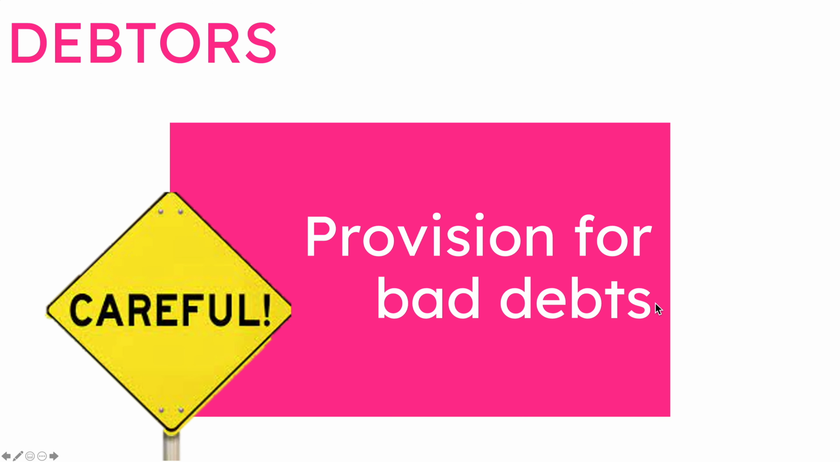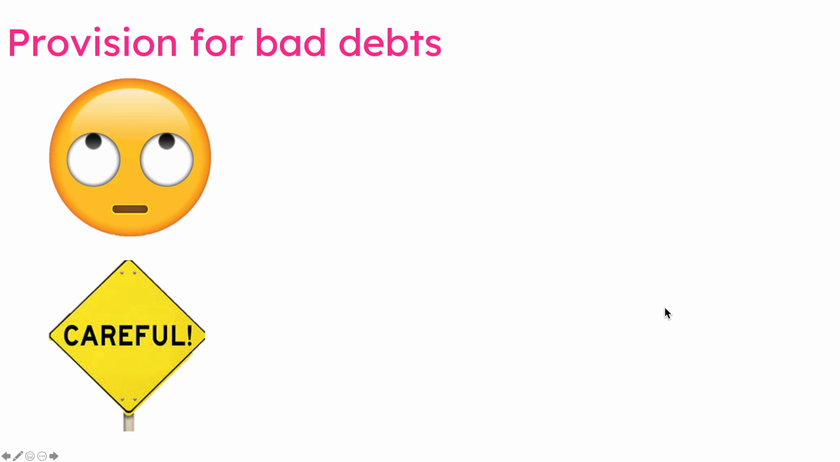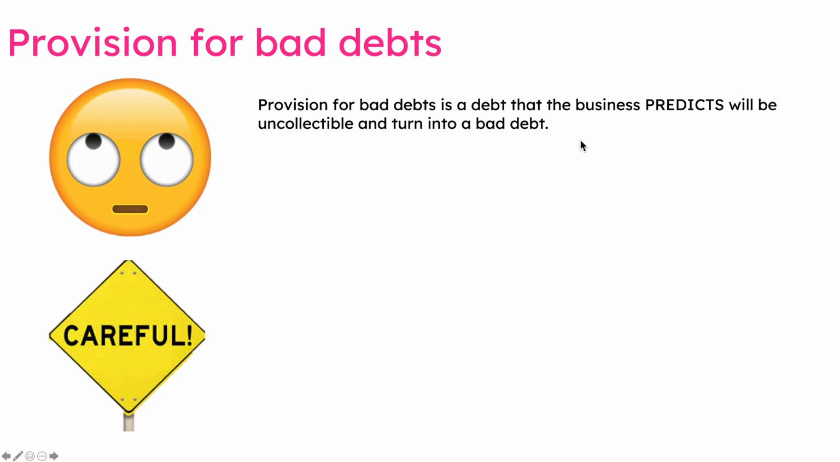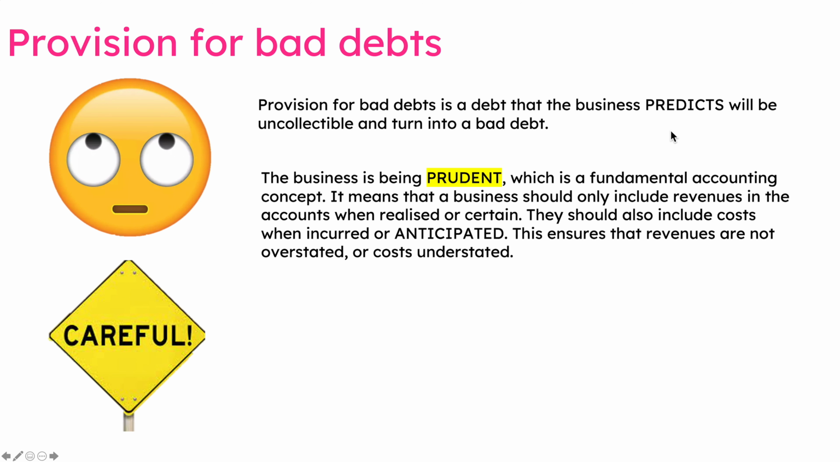Okay, next we have provision for bad debts. So provision for bad debts is very different from bad debts written off. Provision for bad debts is a debt that the business predicts will be uncollectible and turn into a bad debt. The business is being prudent, which is a fundamental accounting concept. It means that a business should only include revenues in the accounts when realised or certain. They should also include costs when incurred or anticipated. So this ensures that revenues are not overstated or costs understated.